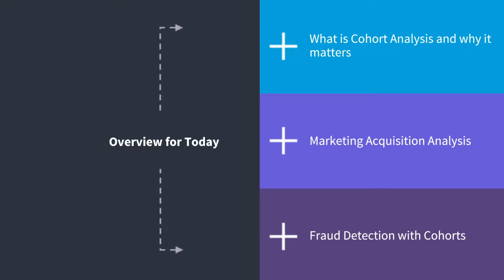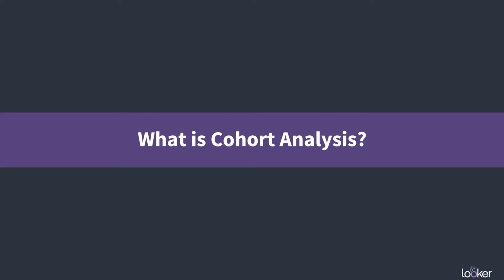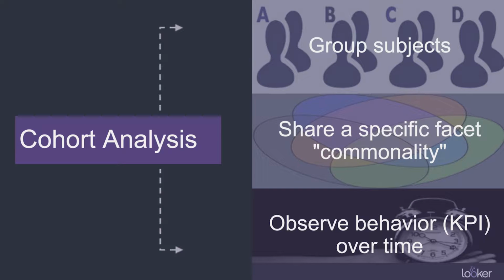So just to begin, again, we're going to talk about what cohort analysis is. And it really comes down to three main components. First, cohort analysis is when you group subjects. These subjects could be your users. They could be anything that you're tracking and you're interested in the behavior of over time. And within those subjects, you're grouping them based on a commonality. So they share something, a particular facet, whether it be the month that they joined your website. It could also be the state that they're from.